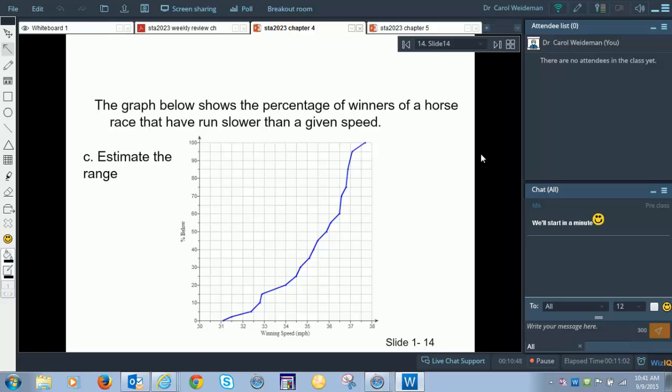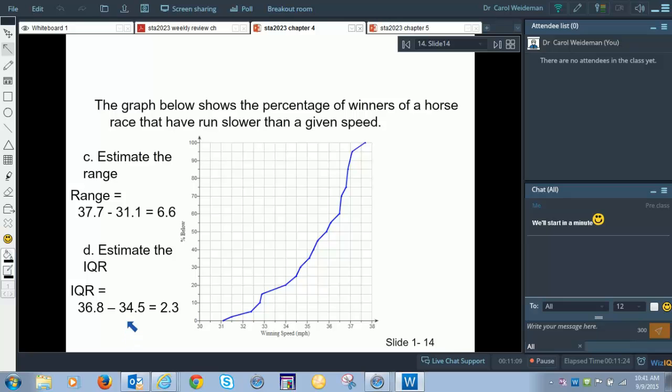Use the graph also to do the range. Okay, the range is the maximum minus the minimum. So the minimum value here is just about 31, and the maximum is about 37.7. So if I take those two values and subtract, I get the range, which is about 6.6, and that's in miles per hour.